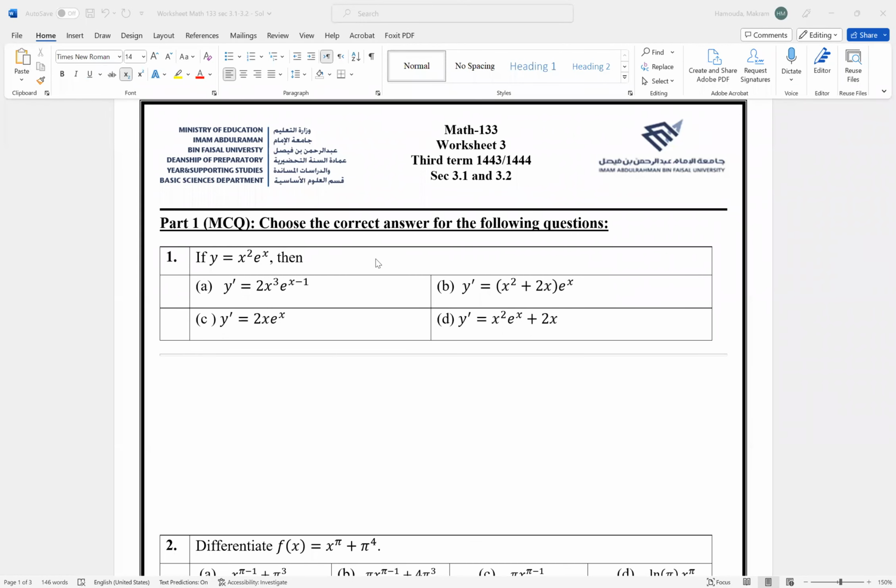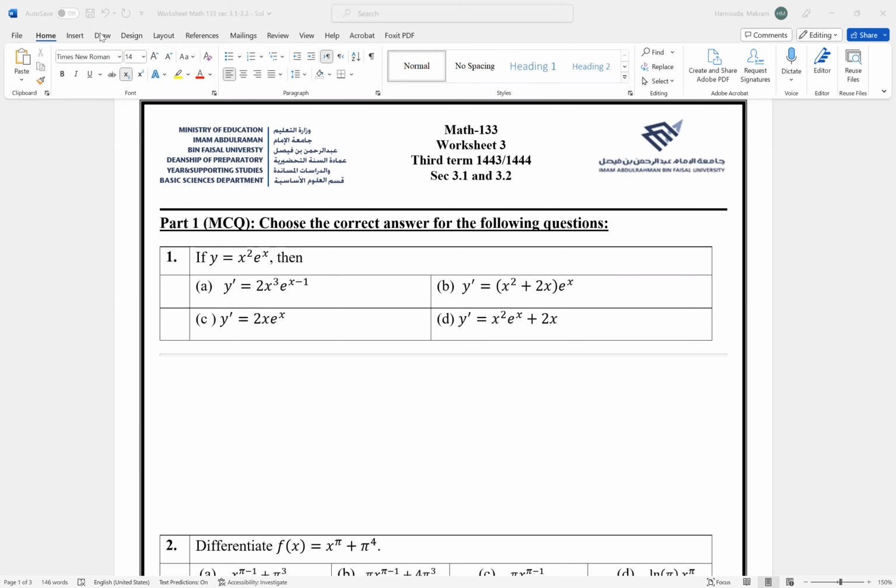Hello, this is the correction of worksheet 3, which is about section 3.1 and 3.2. So we start with the first MCQ question. We have here the function y equal to x squared times e^x. We want to find the derivative of this function.